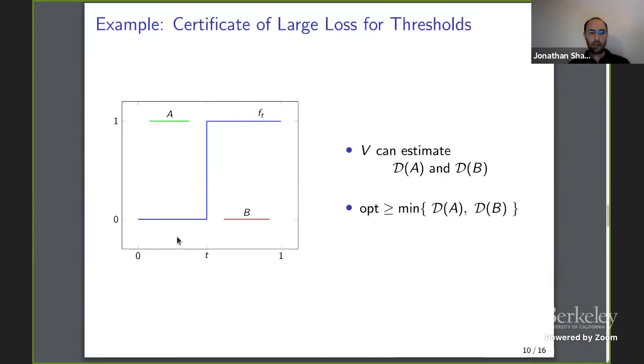The reason for that is simply that if I have some monotone increasing threshold that classifies even a single point in A correctly, then from that point to the right, everything else must be classified as one. Therefore, all the points in B are classified incorrectly. And vice versa, if you classify even one point in B correctly, you're classifying all the points in A incorrectly, because the classifier must remain at zero up to that point. And so the event of misclassifying has probability at least the minimum of these two weights.